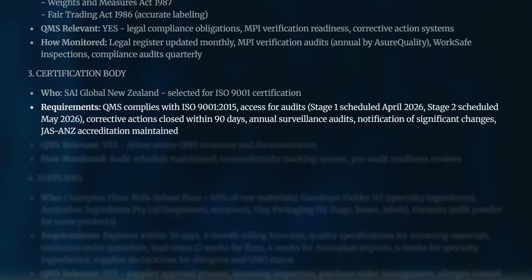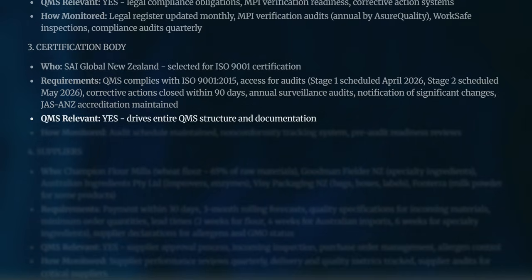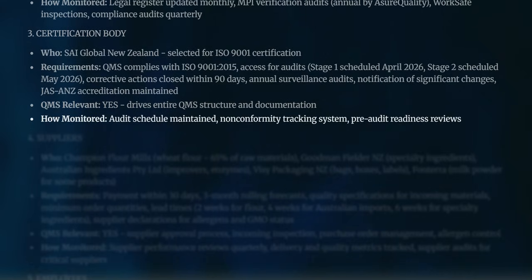So this is how you list down the requirements of your certification body, and you can tailor this to your specific operations and time. Is this relevant to QMS? The implementation to meet the requirement? Yes. QMS drives QMS structure and documentation. So this is relevant. How are you going to monitor it? Our exemplar company stated audit schedule must be maintained, a non-conformity tracking system, and a pre-audit readiness review. So they state exactly how they are going to do it, and you can replicate the same in your organization.